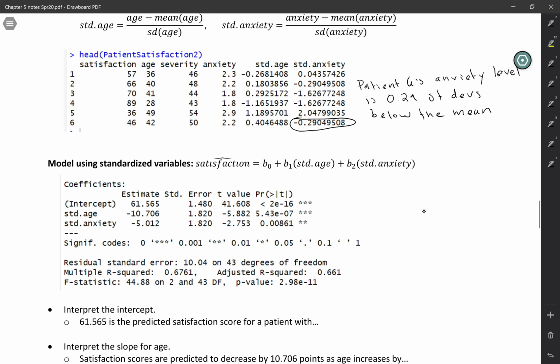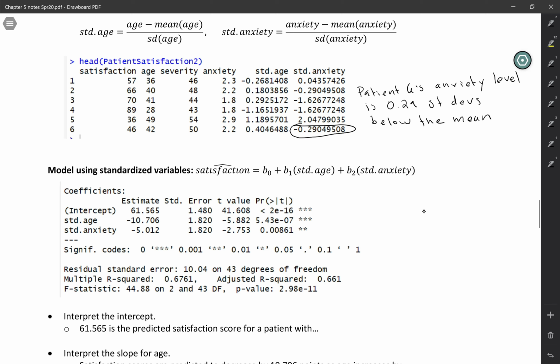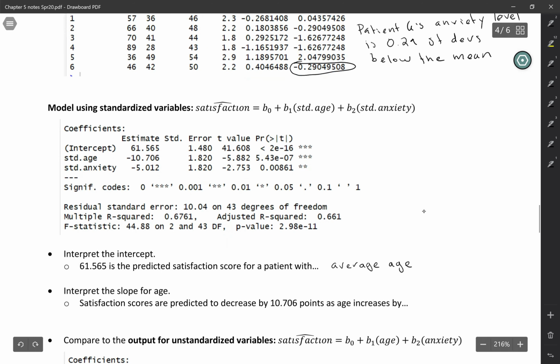So in general, the intercept is going to be the predicted value of y when all of your explanatory variables are equal to 0. So what does it mean for the explanatory variables to be equal to 0 when we're using standardized variables? So 0 would mean that that patient is 0 standard deviations from the mean, or in other words, they're right at the mean. 61.565, this is the predicted satisfaction score for a patient with average age. Right, they've got a 0 for their standardized age and average anxiety.